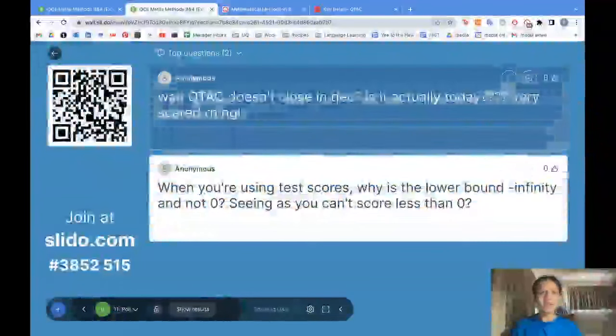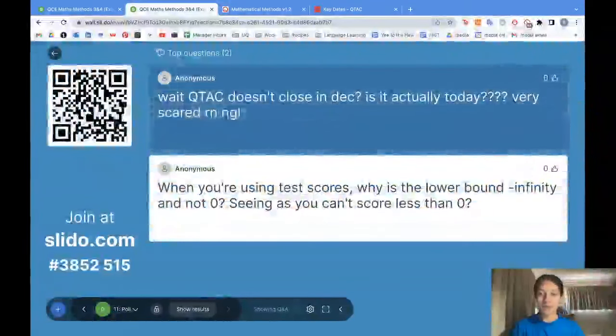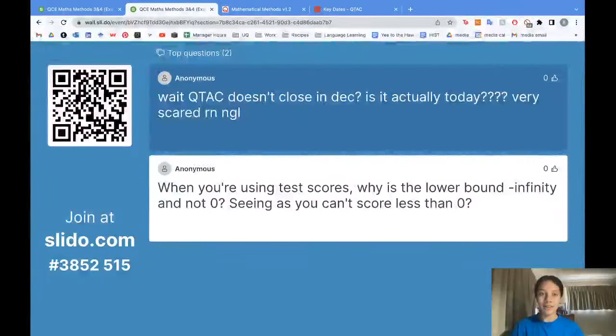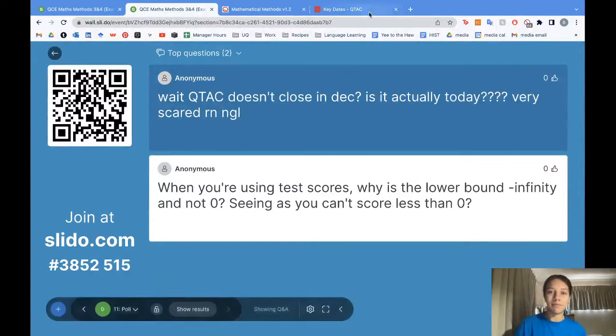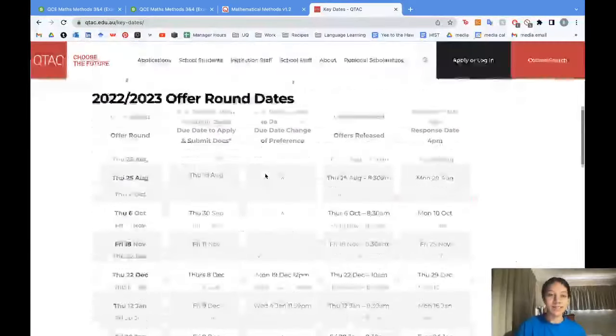All right, so we have someone saying, wait, QTAC doesn't close in December. Is it actually today? Very scared right now. So you have to actually just lodge your application. So create the application, but you can change your preferences way later. So today, just make sure you have a QTAC application. So you can see the key dates again here.